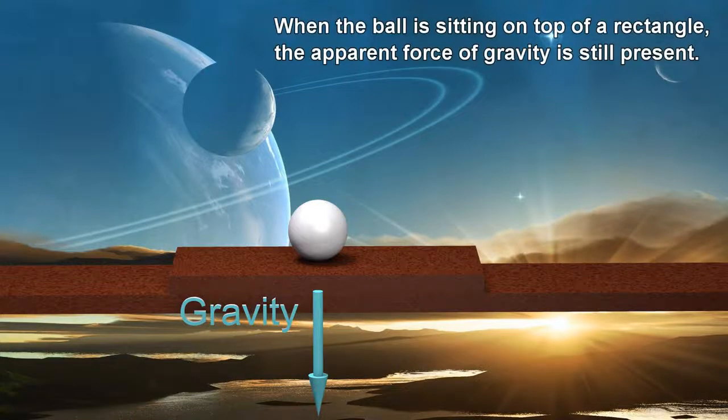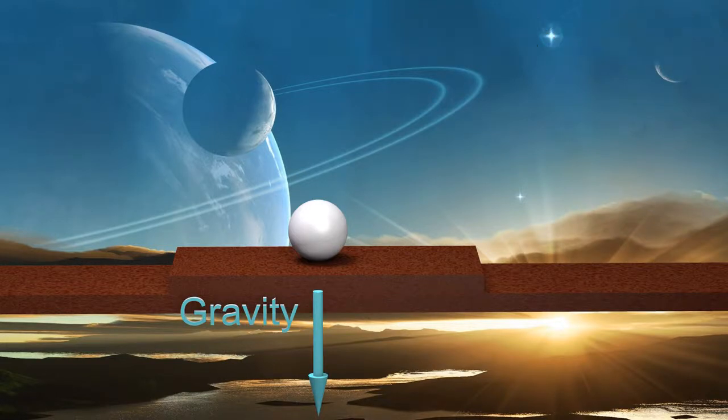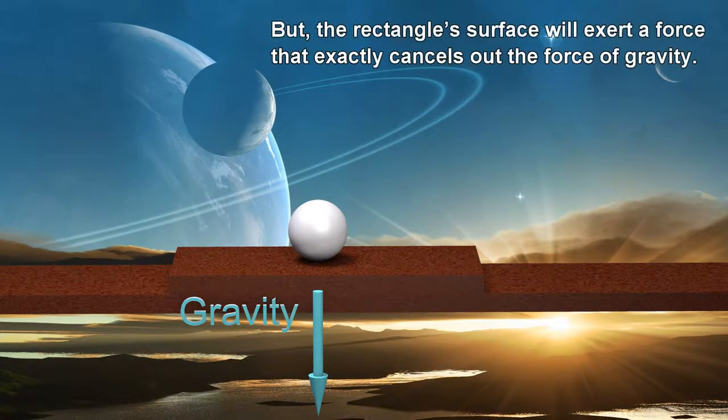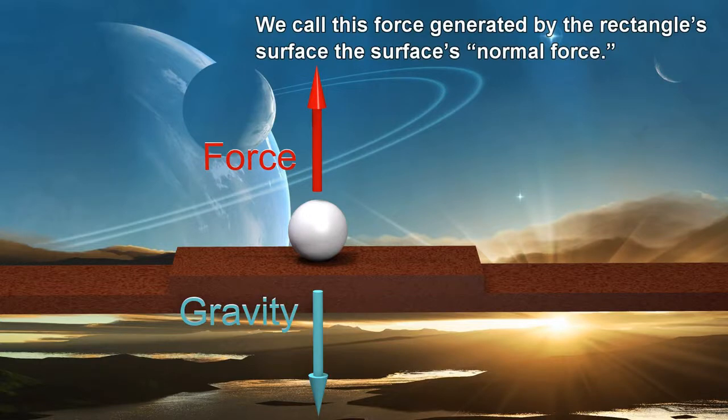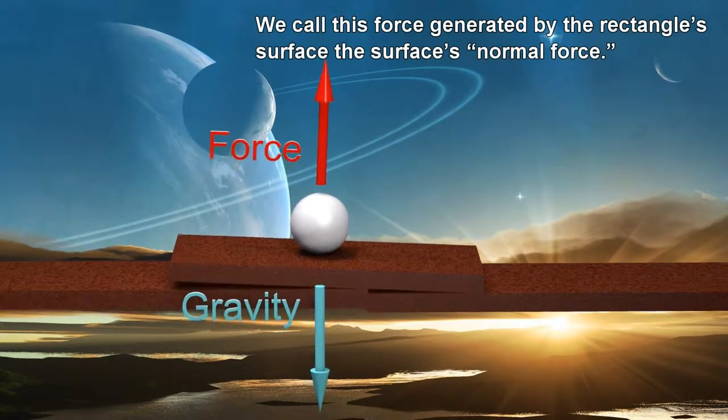When the ball is sitting on top of a rectangle, the apparent force of gravity is still present. But the rectangle's surface will exert a force that exactly cancels out the force of gravity. We call this force generated by the rectangle's surface the surface's normal force.